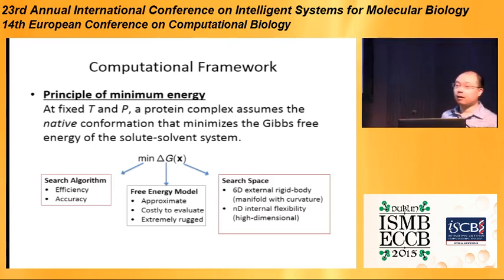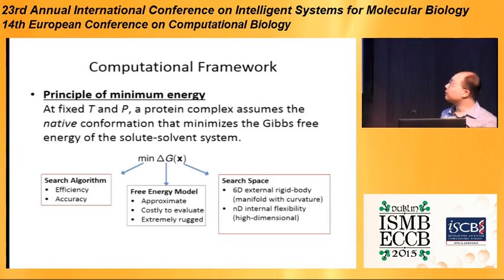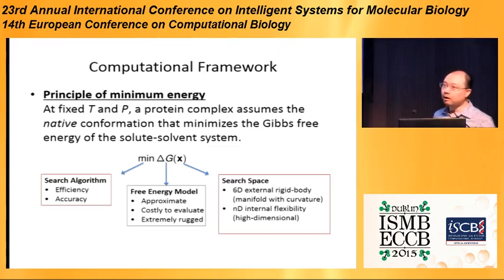The free energy models are often approximate, costly to evaluate, and extremely rugged, but we are getting more and more help from statistical potential, experimental data, and coevolution data. And the search space consists of six-dimensional, relatively rigid body motion, and it's actually a Riemannian manifold with curvatures, and it's really hard to optimize upon. Not to mention that there are additional high-dimensional internal flexibility conformational space. And given this background, it's extremely hard to find efficient and accurate search algorithms.